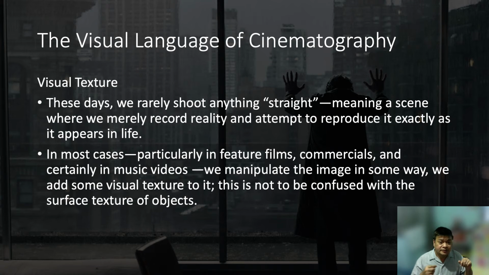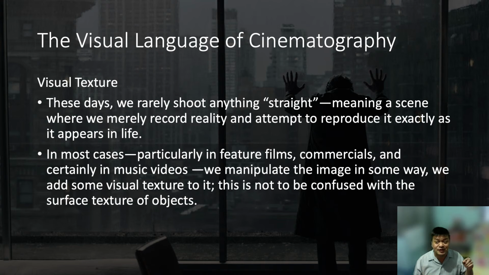Okay? This is not to be confused with the surface texture of objects. When we say visual texture, there are many devices that we can use to accomplish this. Okay? Changing the color and contrast of the picture, for example. Desaturating the color of the image by using filters, fog, smoke effects, rain, using unusual film stocks, various printing techniques, and of course, the whole range of image manipulation that can be accomplished with digital imaging on the computer. Okay? The list goes on and on.